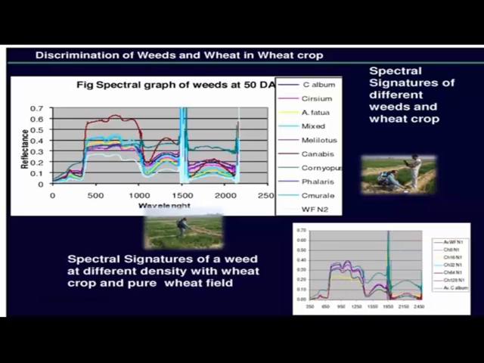So if you have a spectra like this, later I am going to discuss, from there one can know how much percentage is the weed in the wheat crop. From there one can threshold how much percentage weed can be allowed in a standing crop so that my economic yield is not affected.